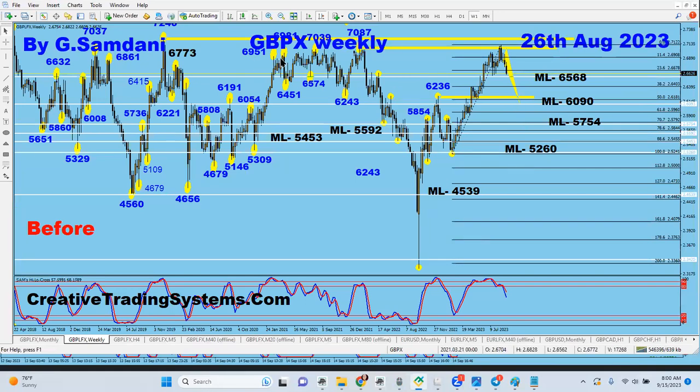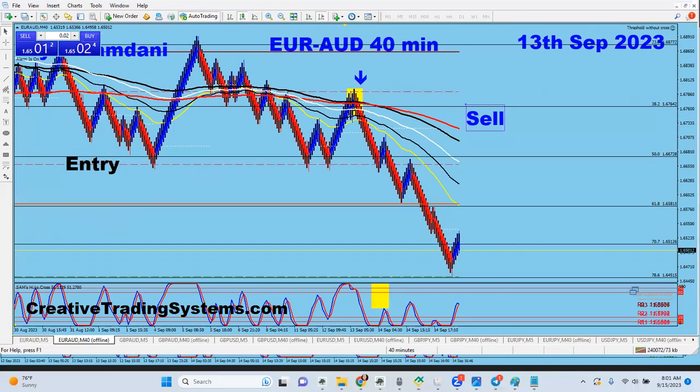So now pound is weak and euro is weak, and we are expecting the yen to get strong after the US news. If yen gets strong, what will happen to euro yen and pound yen? They must be dropping. Let's go take a look at what we have there.